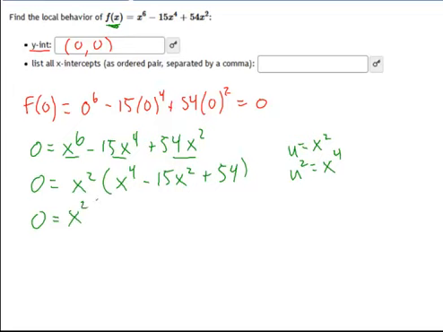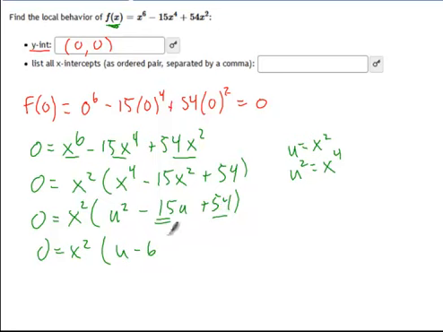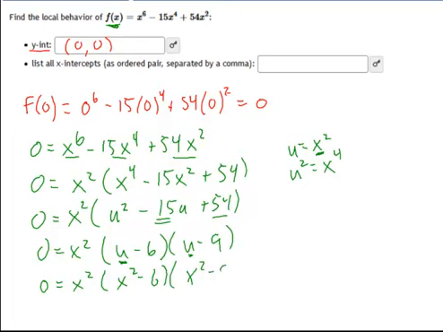We can think of that trinomial as U squared minus 15U plus 54, and then we can factor it this way. With the u's here, we get the two factors of 54 whose sum is the middle term, minus 15, which gives us a -6 and a -9. So u minus 6 and u minus 9 would be our factors. Then we just back substitute and put this in terms of x's. So we get x squared times x squared minus 6 and x squared minus 9.